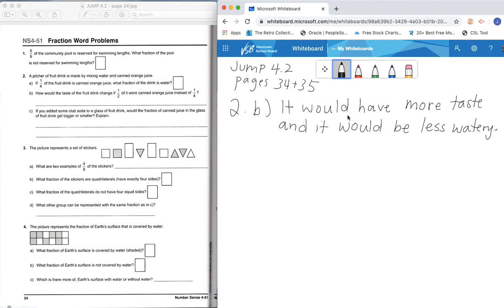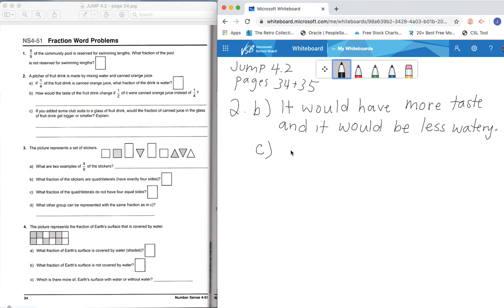Or you could say it would have more taste, or it would be more sweet, or it would be sweeter. Okay. C. If you add more club soda, the fizzy water, to a glass of fruit drink, would the fraction of canned juice in the glass of fruit drink get bigger or smaller? Okay, so now you have water, you have orange juice, and now you're also adding some club soda to the glass. So the question is, would the canned juice get bigger or smaller after adding another liquid into it?